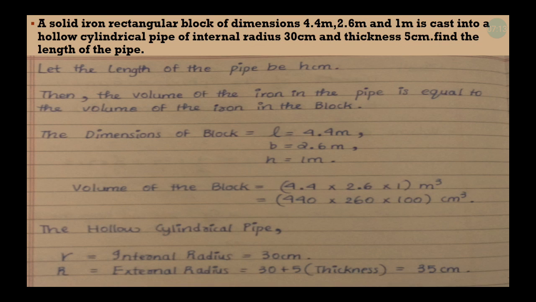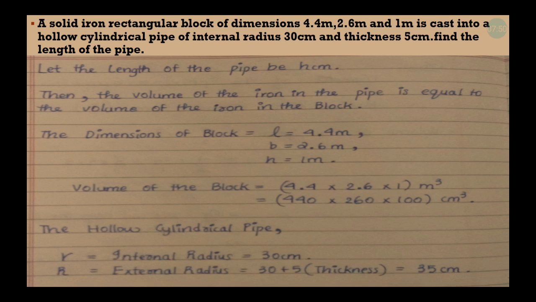A solid iron rectangular block of dimensions 4.4, 2.6 and 1 meter is cast into a hollow cylindrical pipe of internal radius 30 centimeter and thickness 5 centimeter. Here they are asking us to find the length of the pipe. So what are the things given here? The length of the pipe, we take as h centimeter. Then the volume of the iron in the pipe is equal to the volume of the iron in the block.